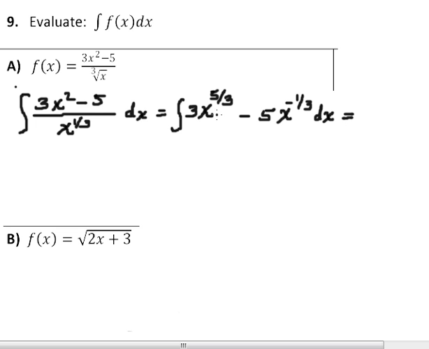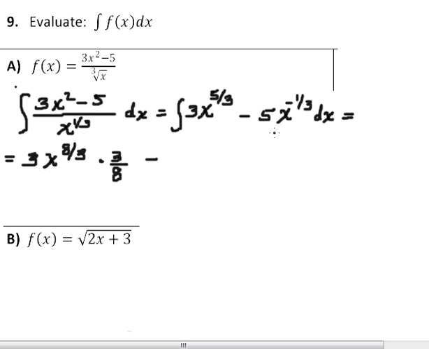And now we're ready to do the power rule. The power rule for integration, we add 1 to the exponent and divide by the new exponent. So we're going to add 1 to 5/3. That's 5/3 plus 3/3. Okay, so we have 3 x to the 8/3. And then divide by 8/3, which is the same as multiplying by the reciprocal, multiplying by 3/8.